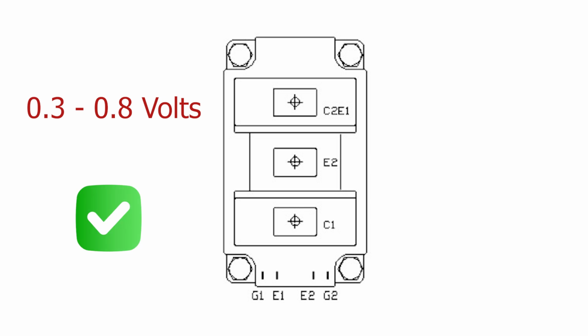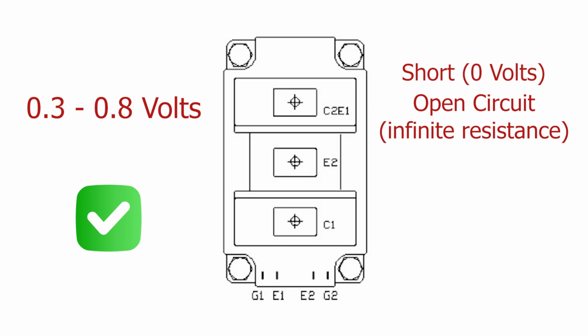Each time you measure the voltage drop, you should read about 0.3 to 0.8 volts, indicating that your IGBT is functioning correctly. If you measure a short, 0 volts, or an open circuit, infinite resistance, in any step, your IGBT is faulty and needs to be replaced.